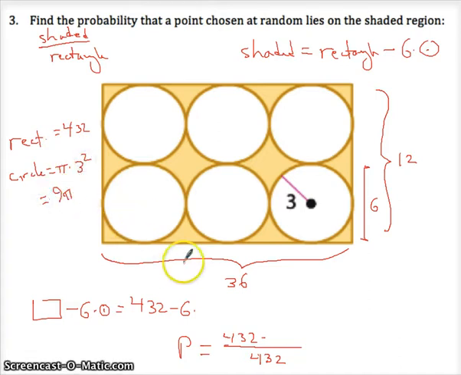And so when I do this, showing my work here, it's really easy to go back and make this correction if I need to. 6 times 9 pi, which is going to be 54 pi. Okay, now we'll go to the calculator again.